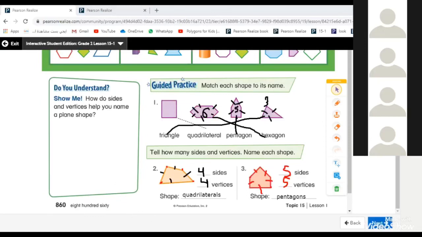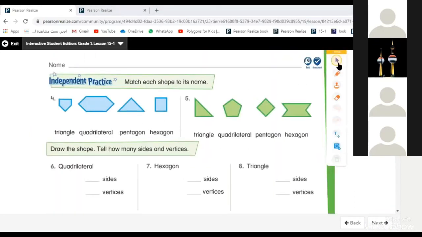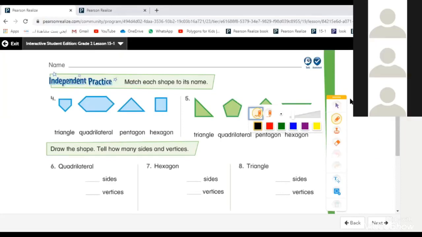Okay, I think that's enough. Let us go to the next page. Okay, match each shape with its name. Let us start. Rudaina, how many sides for this shape? The first one. 1, 2, 3, 4, 5. What do we call that?